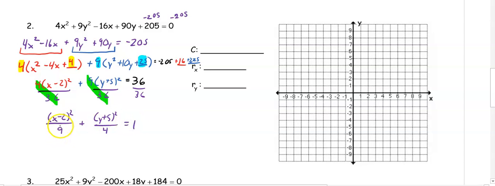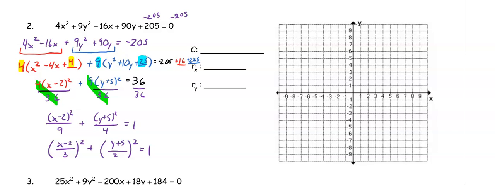But we need to get these numbers in parentheses. So we need to take the square root of the 9 and the 4. So when we do that, we get ((x - 2)/3)^2 plus ((y + 5)/2)^2 equals 1. Now we're in our graphing form and we can graph.